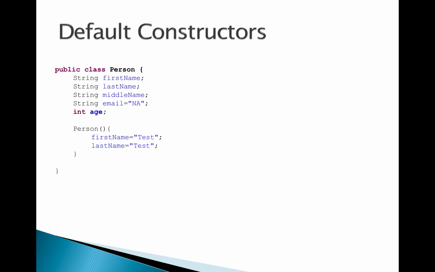Okay, and let's say we are now writing this constructor. We write a no-argument constructor, Person(). I don't get any arguments, but I just put Person(), and I want to give some default values. I don't want to have the first name and last name as null, but I want to have first name equal to test and last name equal to test. So what will happen here?